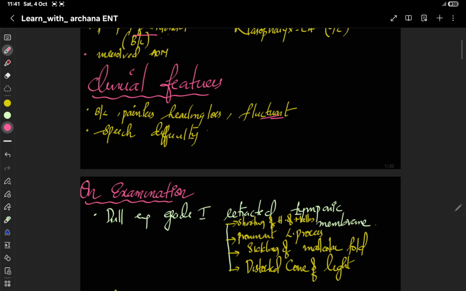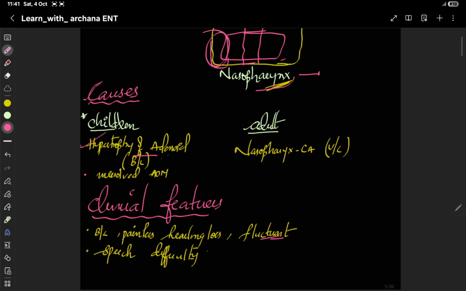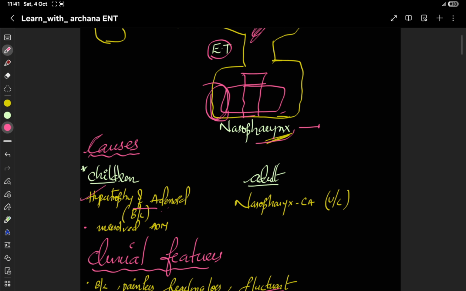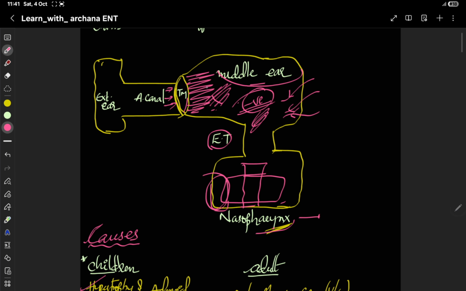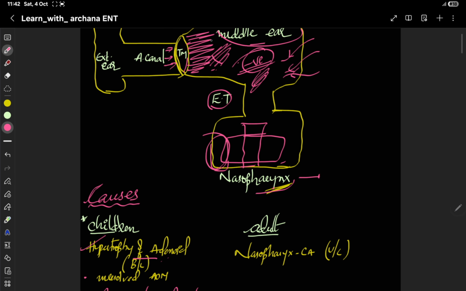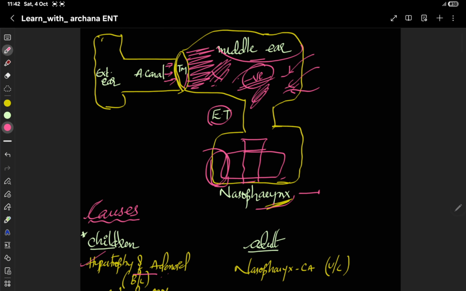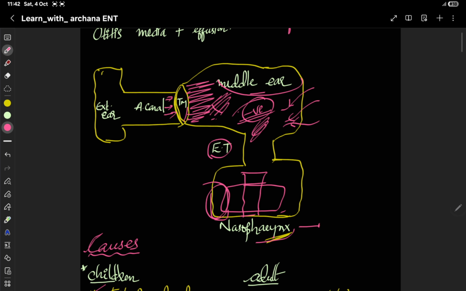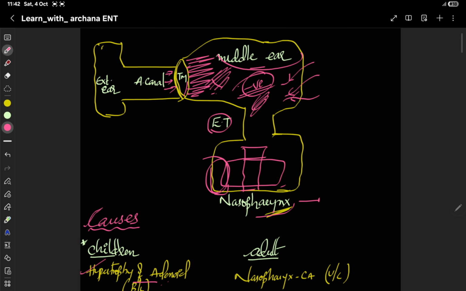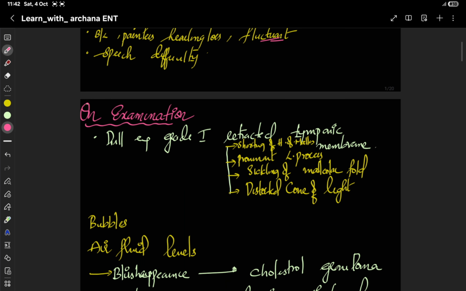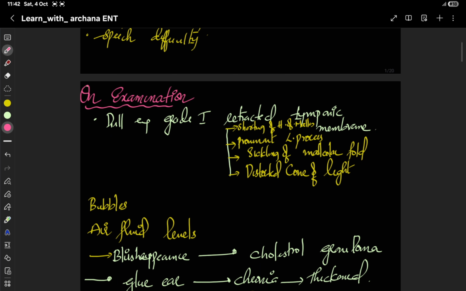Okay, there will be speech difficulty. Why is it occurring? Because the child can speak only when he understands what people say, right? So in the middle ear, the important structures that help in conduction are the stapes, malleus, incus and all. So due to fluid filling like effusion in the middle ear, this will not work properly and can lead to conductive deafness.